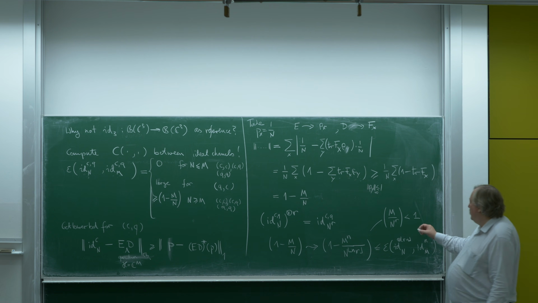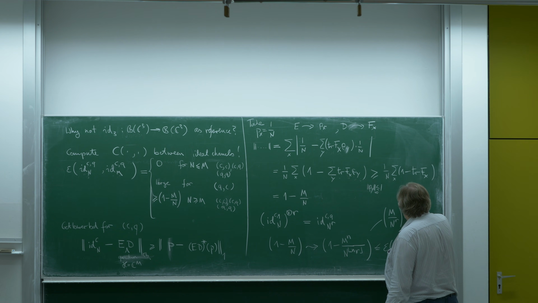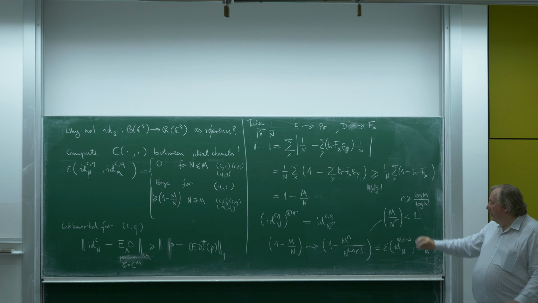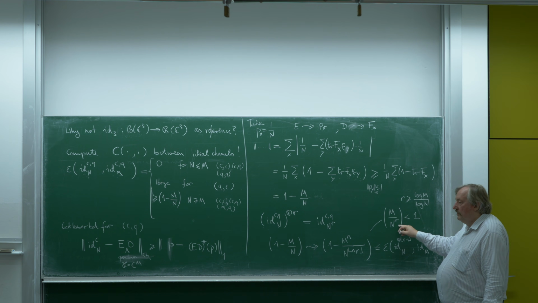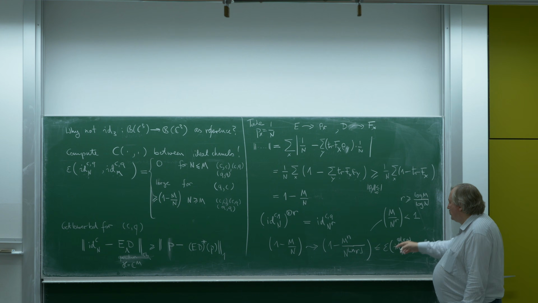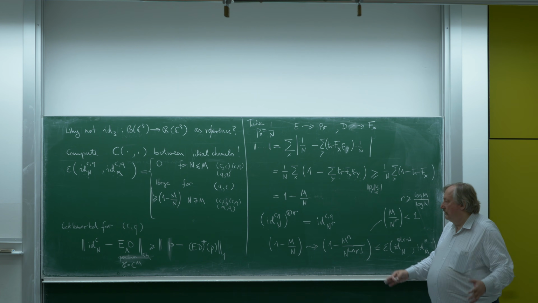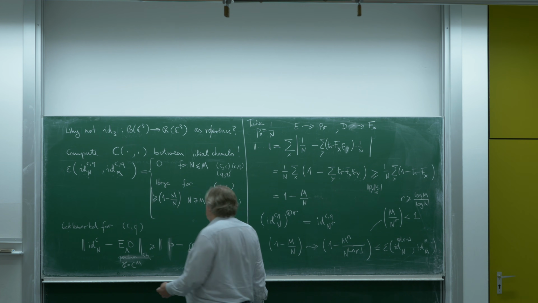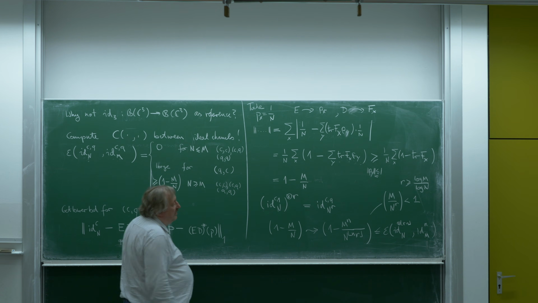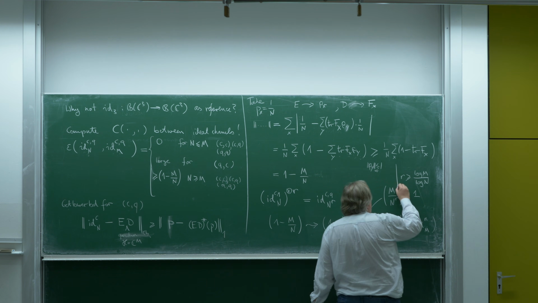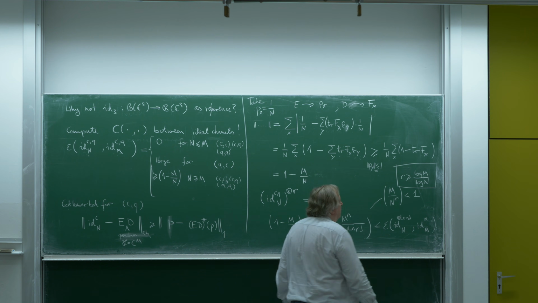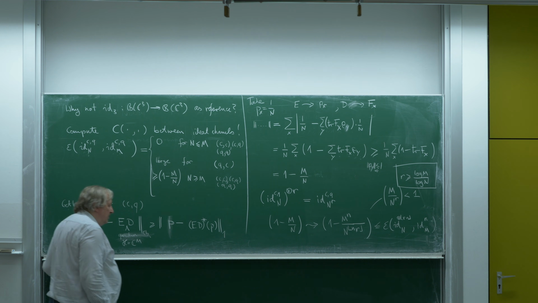But this just means that r is larger than r times log n, so this r is larger than log n over log n. And on the other hand, if you have this inequality, then you actually get error 0. So this is the behavior of this error quantity. So this is the critical statement here.